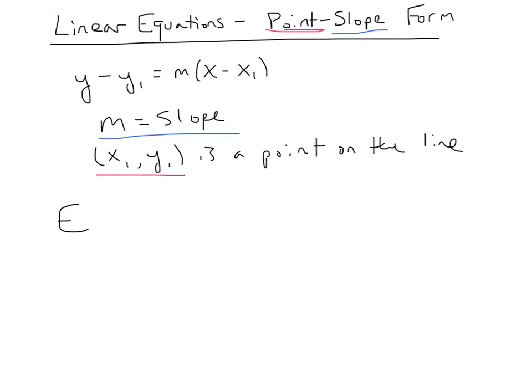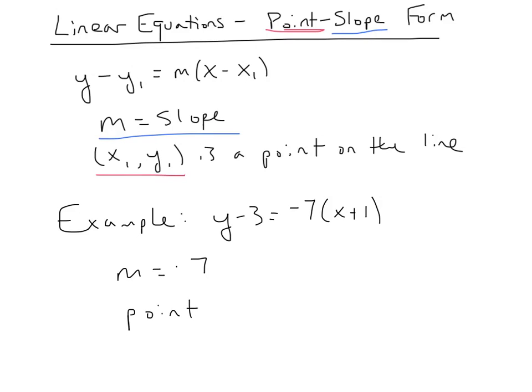For example, if I have the equation y minus 3 equals negative 7 times the quantity x plus 1, I'm going to say that my slope is negative 7, and the point that I'm dealing with is (negative 1, 3).